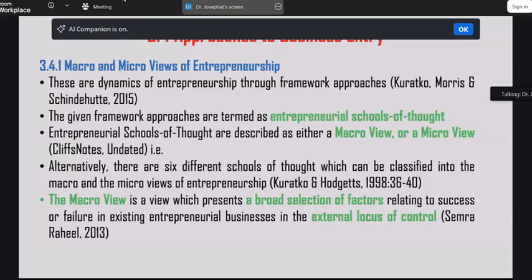And we know that when we talk about macro and micro, what it means. One is very small and the other is small. So alternatively, there are 6 different school of thoughts which can be classified into macro and micro view of entrepreneurships. The macro view is a view which presents a broad selection of factors relating to success or failure in existing entrepreneurial business in the external locus of control.